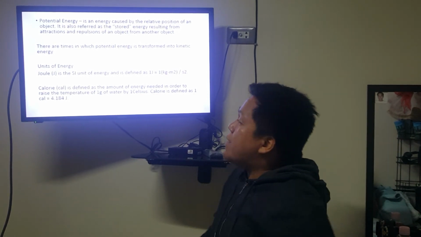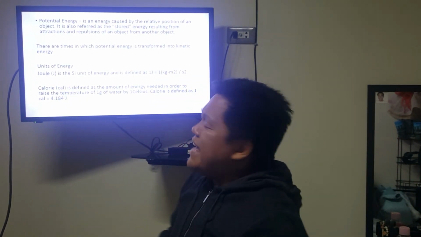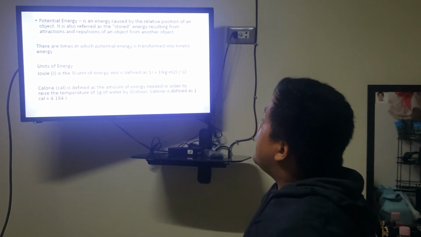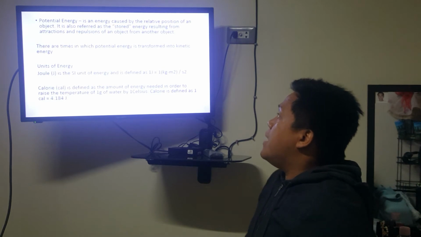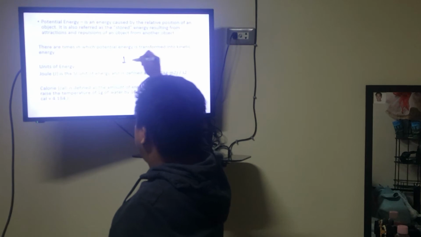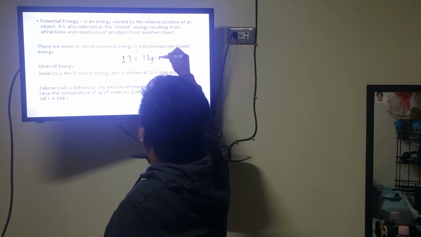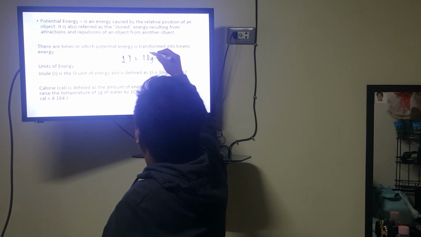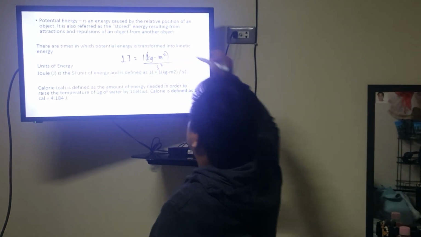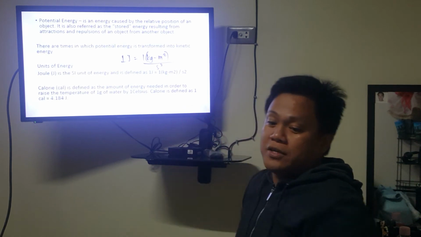Next is units of energy. We have here the joule, with the symbol letter J, which is the SI unit of energy and is defined as 1 joule is equivalent to 1 kilogram times m squared over s squared. So, 1 joule is equivalent to 1 kilogram times m squared divided by s squared. That is the correct formula. I just can't type it properly on the computer.